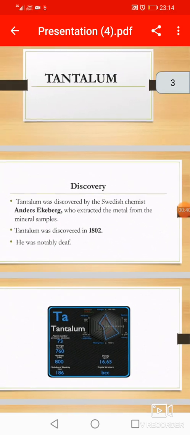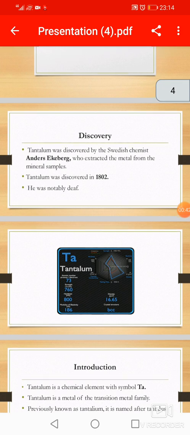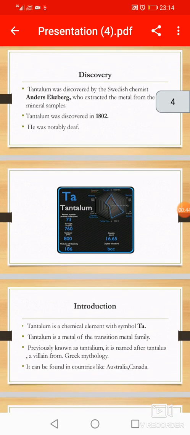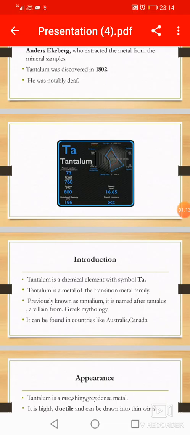Now we will discuss its introduction. Tantalum is a chemical element with symbol Ta. Tantalum is a metal of the transition metal family. Raw tantalum rarely occurs naturally. In the 21st century, it has become a crucial element in the electronic industry. Previously known as tantalum, it is named after Tantalus, a villain from Greek mythology. It can be found in countries like Australia and Canada.